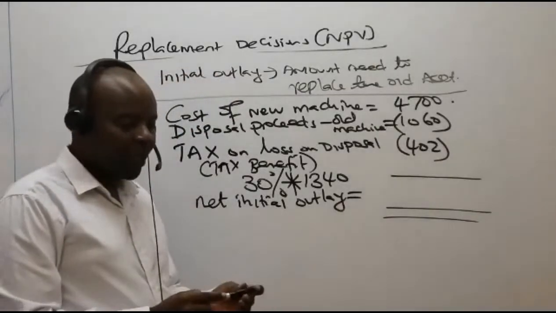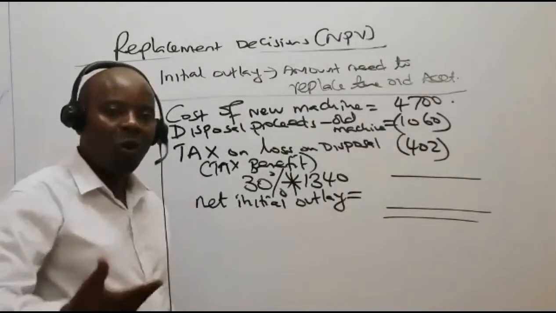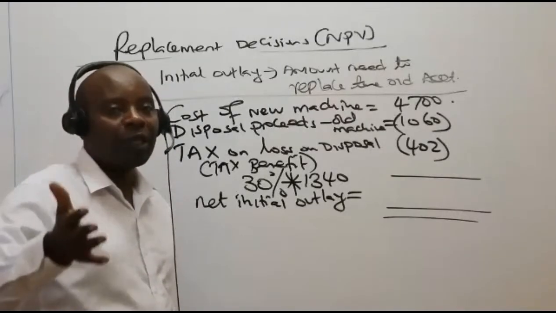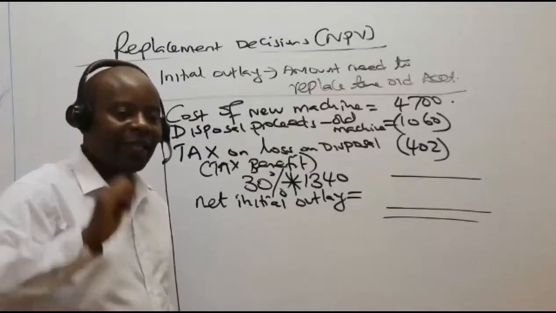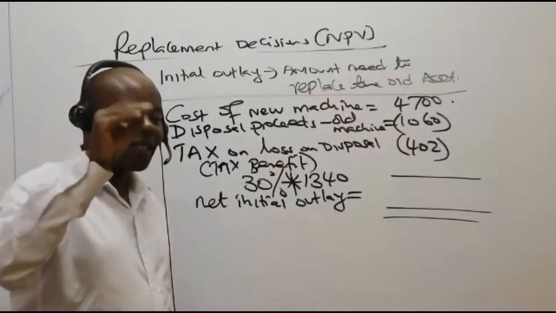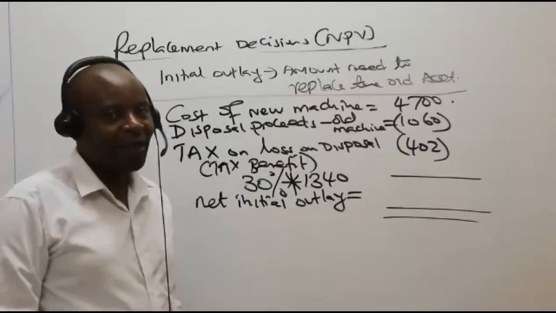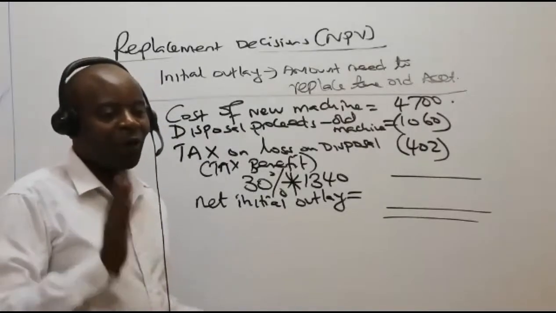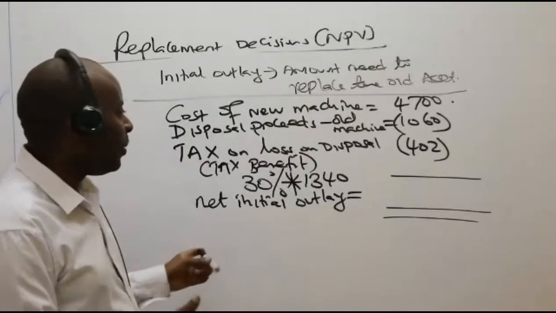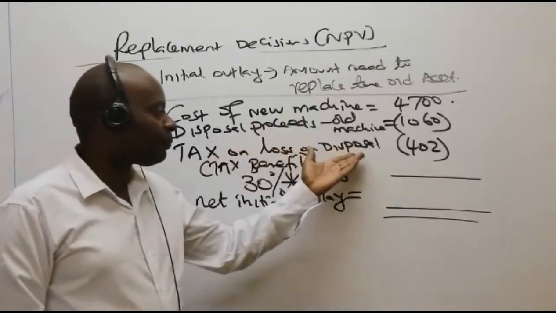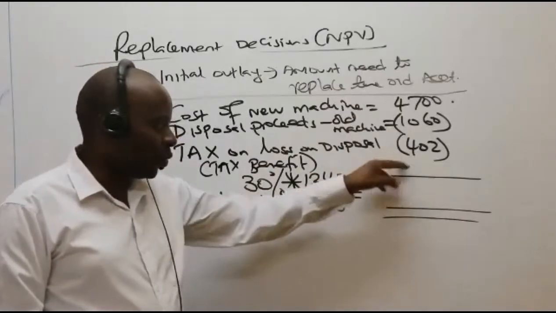A good question there. What if we make a profit on disposal? If we make a profit on disposal, of course, we'll be expected to pay tax on that. Although in the many years that I've taught, I've never seen a replacement question where the old asset is sold at a profit. It will be very hard. All of them, we are making a loss. But should we make a profit on disposal, that becomes an expense on us. So we would do the opposite of this, which is adding.